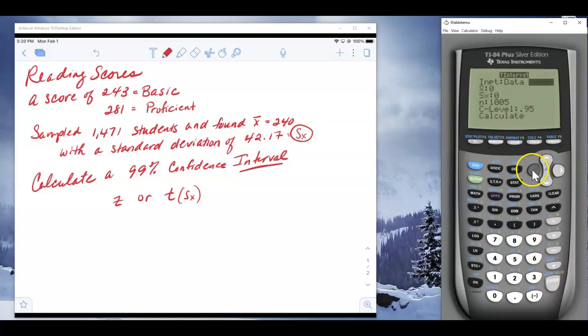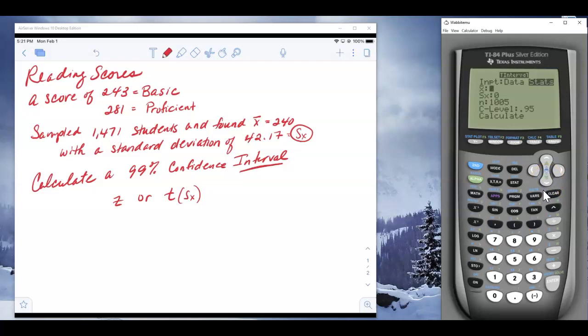And you're going to have a choice here of whether you want it to go look at a list. Like if you had all the scores, all 1,471 to put in, you could put them into the list and tell it go look there and give me the confidence interval, or you can just enter all the basic information. So we're going to choose stats.